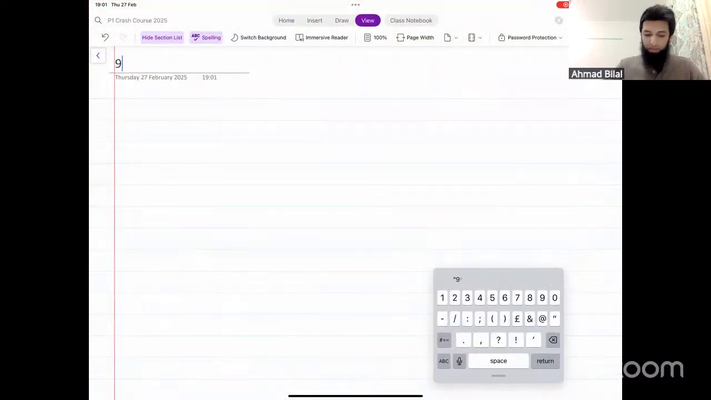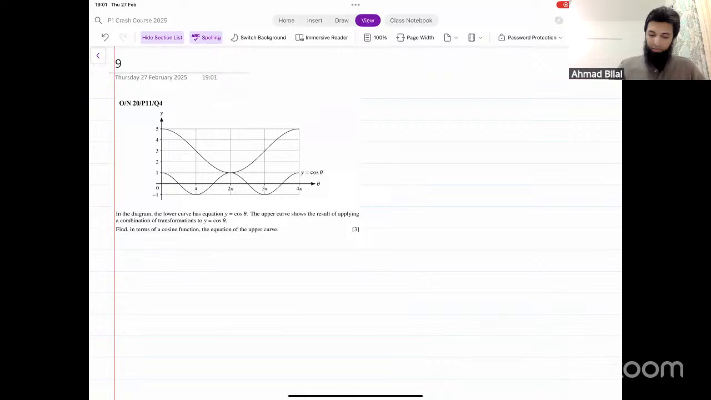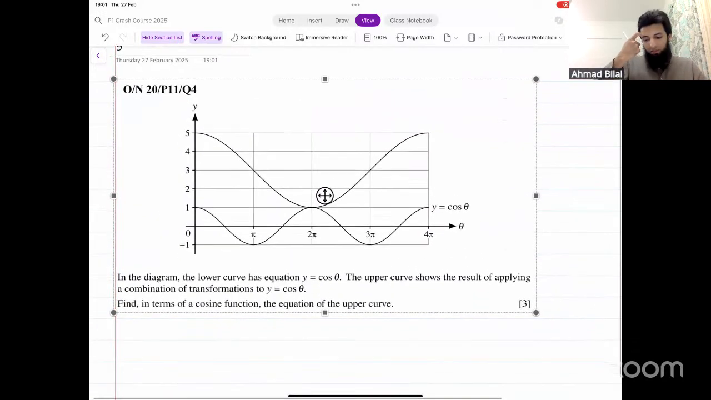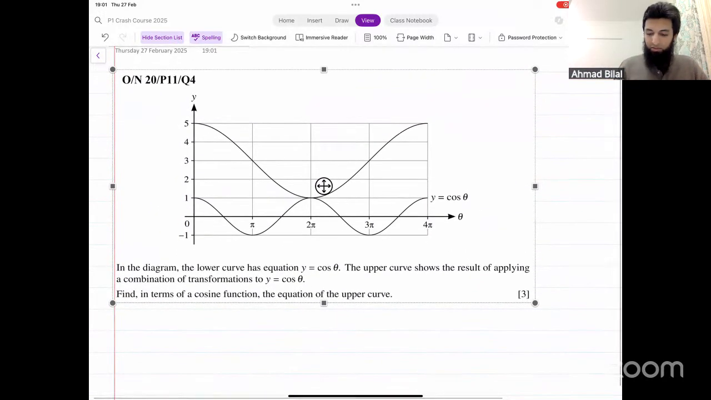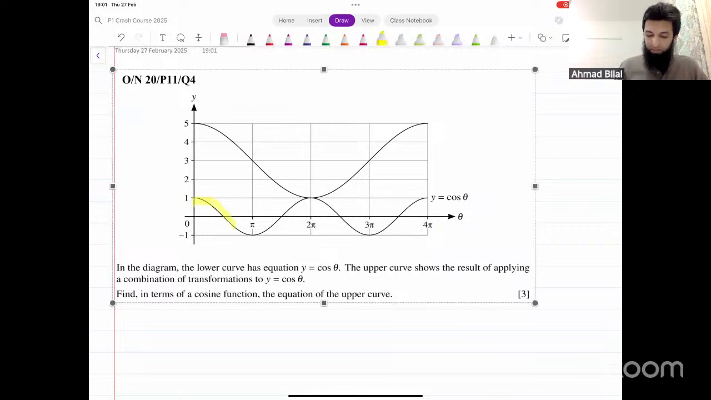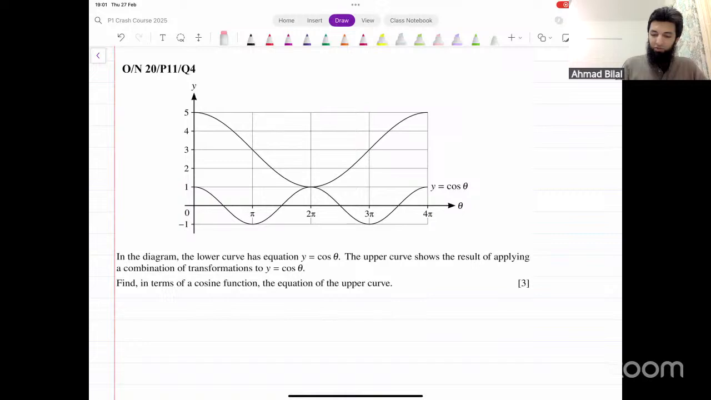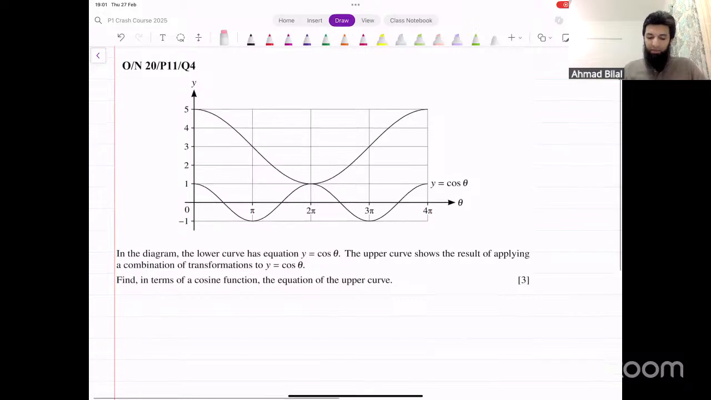Question number 9. In the diagram, the lower curve has equation y equals cos theta. This curve has equation y equals cos theta. And the upper curve shows the result of applying a combination of transformations to y equals cos theta. Find, in terms of a cosine function, the equation of the upper curve.